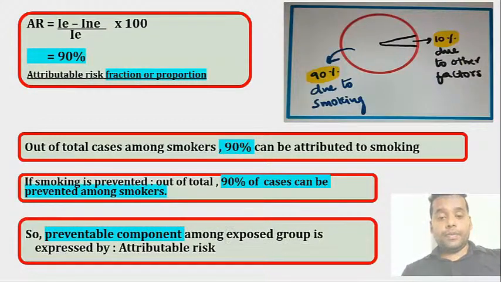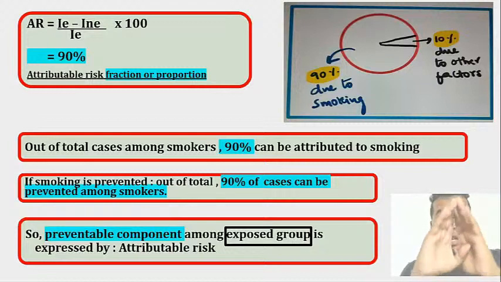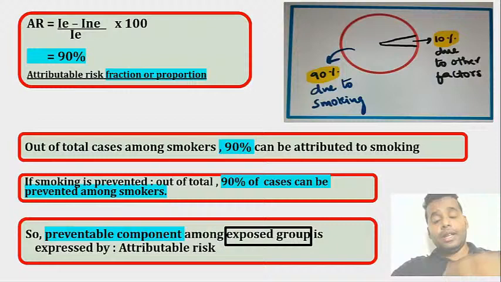Highlight the things. Preventable component among exposed group, important. That is by attributable risk. But how much of the cases can be prevented in the whole population? That is given by population attributable risk.